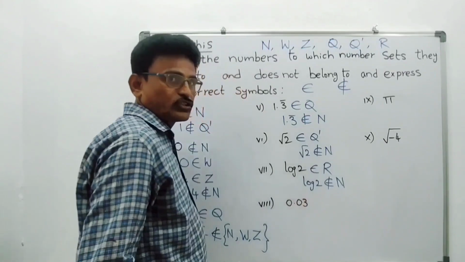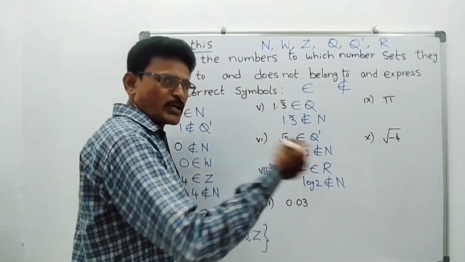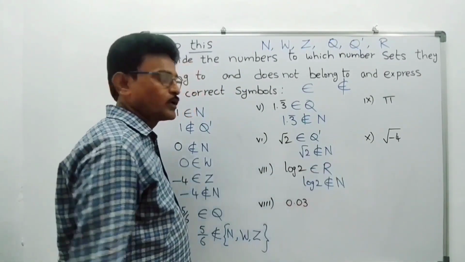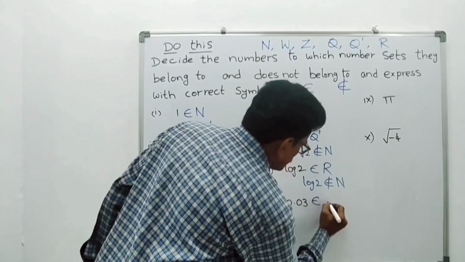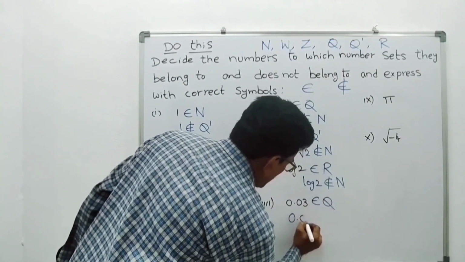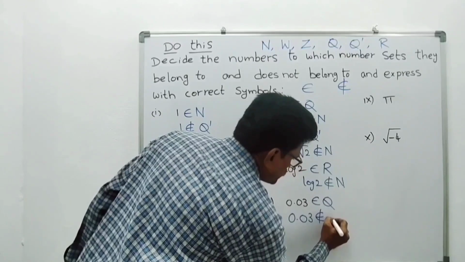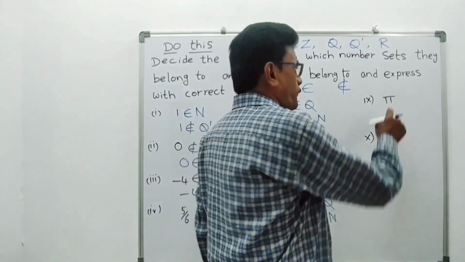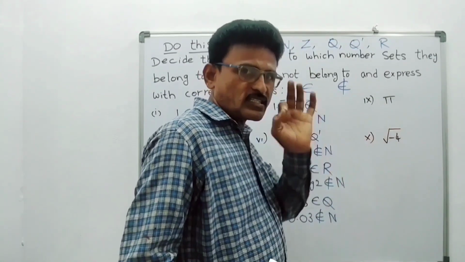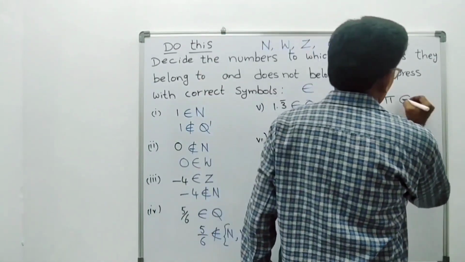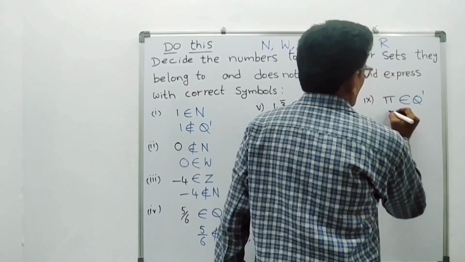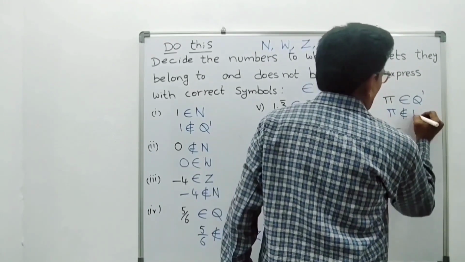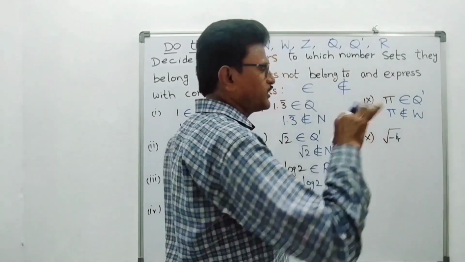Now 0.03. This one also we can write in p by q form. This is in decimal form. Now this also belongs to the rational numbers. But 0.03 does not belong to the natural numbers. I am writing natural number. You can write whole number also. Now pi. Remember this, pi is always an irrational number. So pi belongs to Q dash. Now pi does not belong to, I am writing here, the whole number list. It is not there in the whole number list.